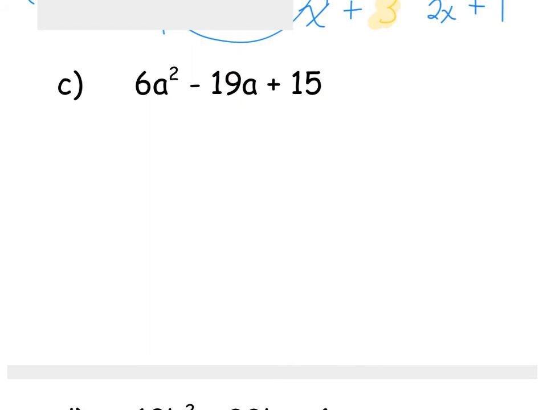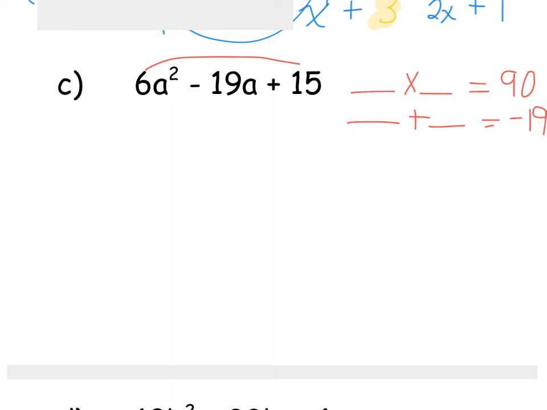So my next step, sorry, I'm just eating a carrot right now, is I'm going to find two numbers that multiply to give me, well, what is 6 times 15? That is 90. Ugh, that's kind of ugly. And I want two numbers that will add to give me negative 19. Oh, maybe it's not so ugly.